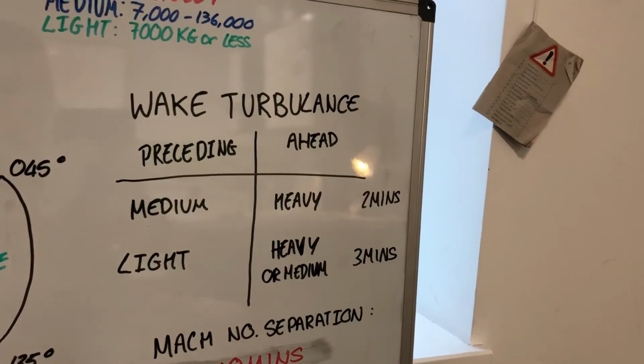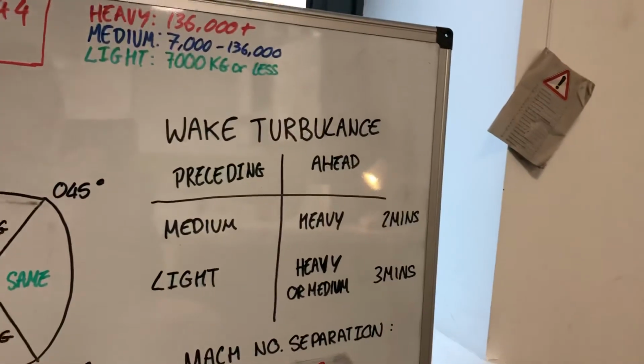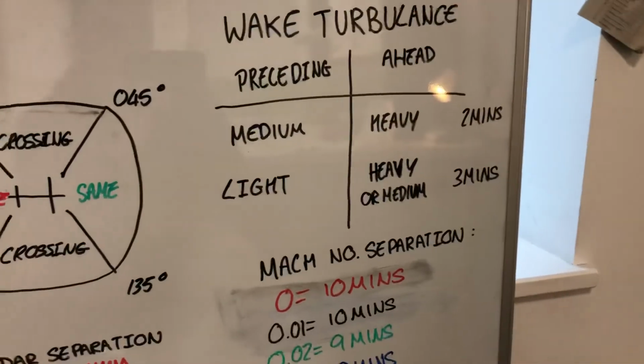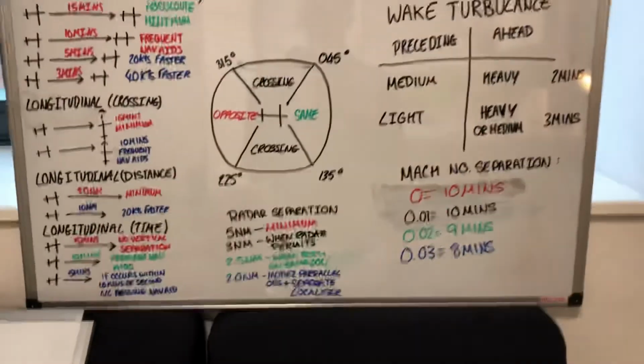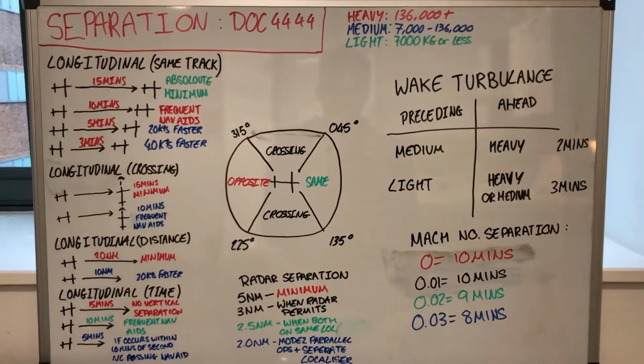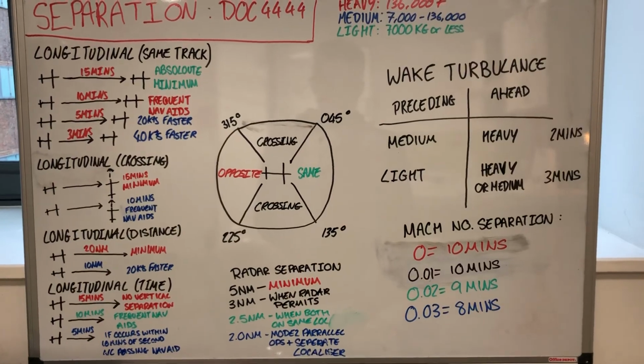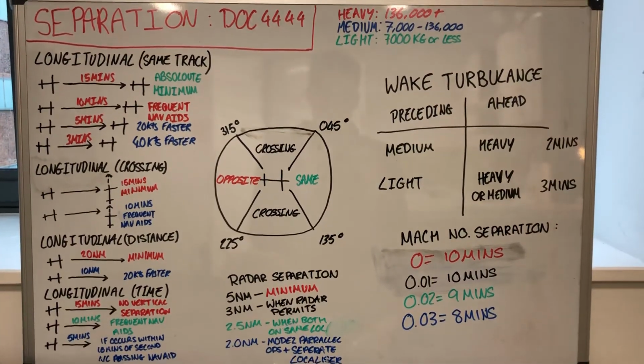Just add the 2 together, medium, heavy, 2. I don't know, whatever works for you. And then light, heavy, medium, 3 minutes. So, I'll just get a nice picture of it so I can screenshot it. But yeah, that is separation basically for the exam.